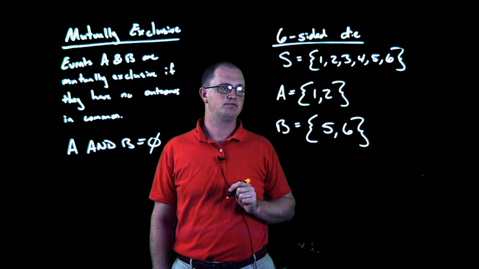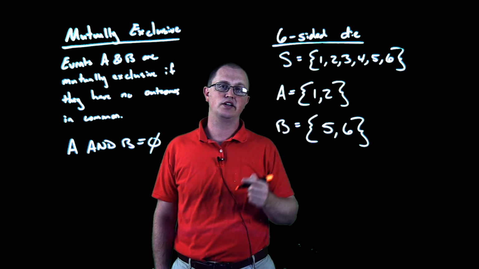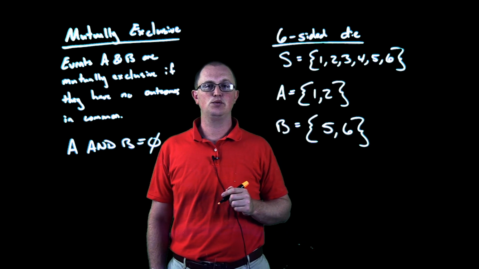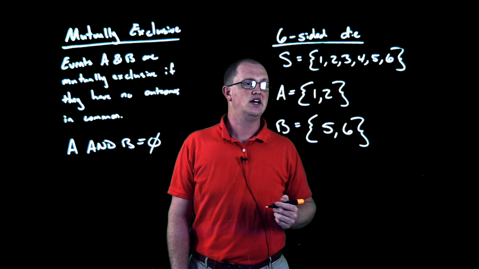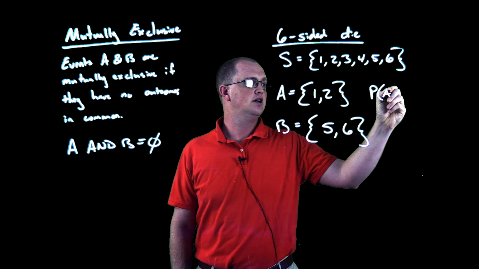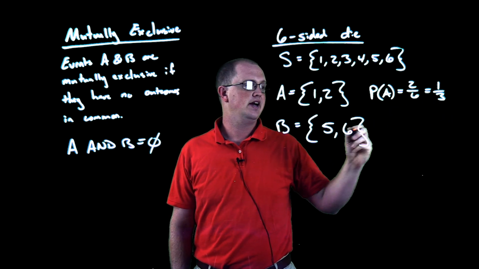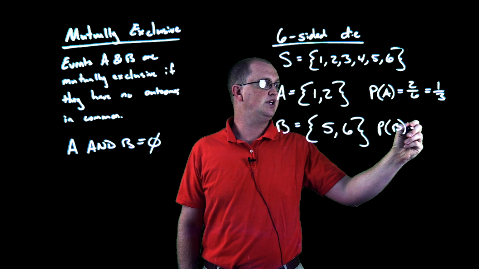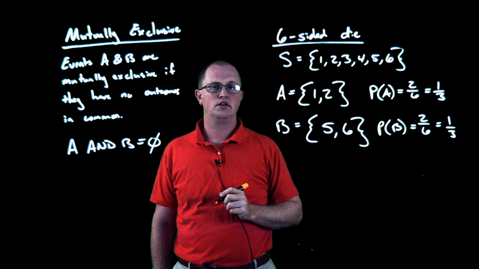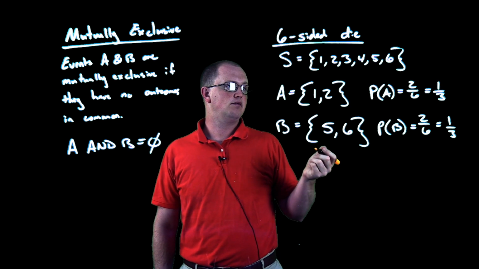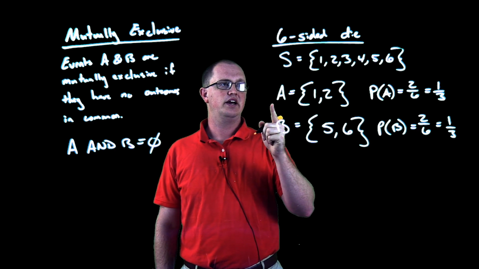And so we can calculate the probabilities of A and B because, rolling a six-sided die, we're going to assume those events are equally likely. So since there's 6 outcomes, each outcome has a probability of 1 out of 6. And so the probability of A here would be 2 out of 6 or 1/3. And our probability of B would be 2 out of 6 as well, or 1/3. So we have mutually exclusive events, and we want to ask what is the probability of A or B.